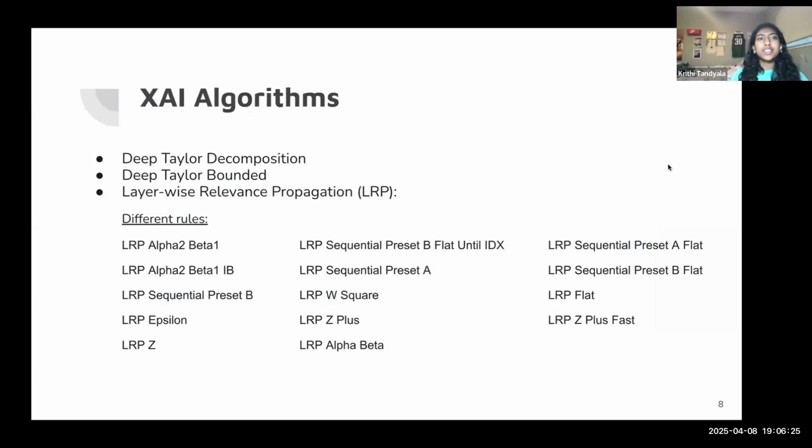Okay, so these are some of the explainable AI algorithms that already exist. So there's Deep Taylor Decomposition, Deep Taylor Bounded, and LRP, or Layer-Wise Relevance Propagation. And then there are different rules for them. They use different formulas to calculate the algorithms, and some of them are listed out here.